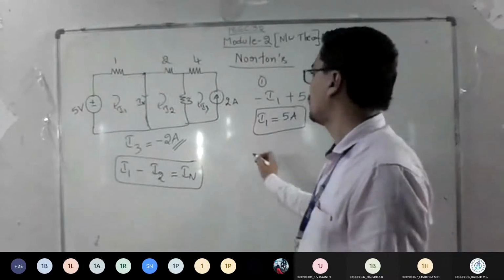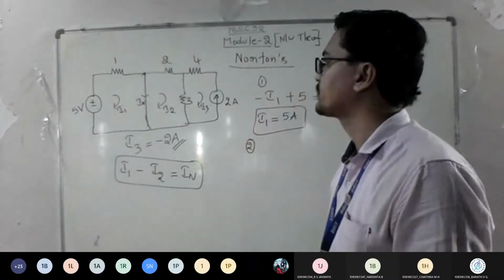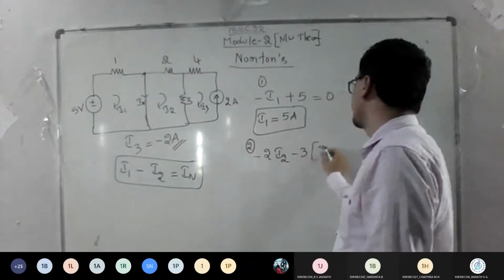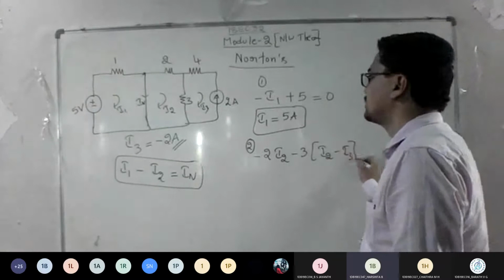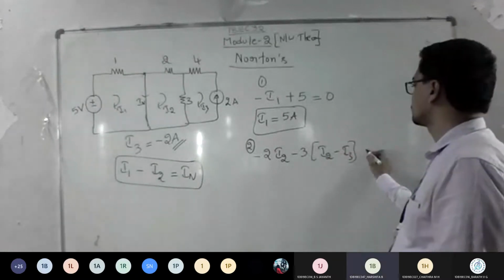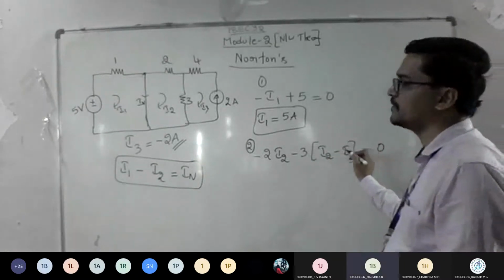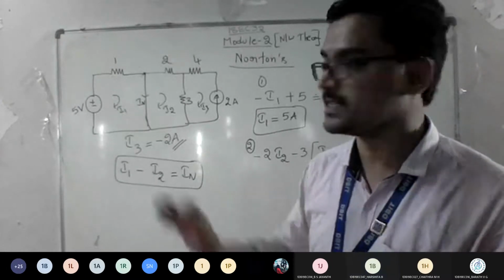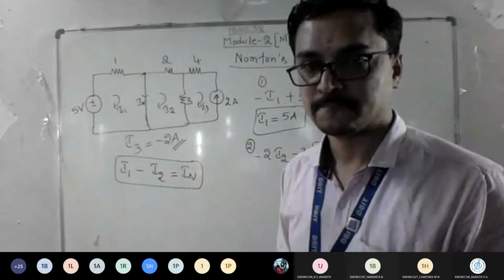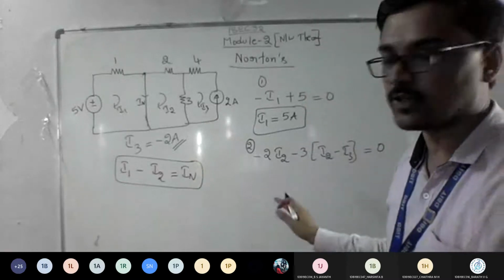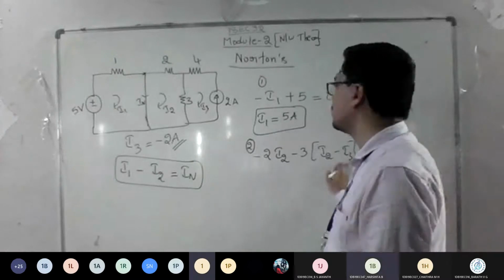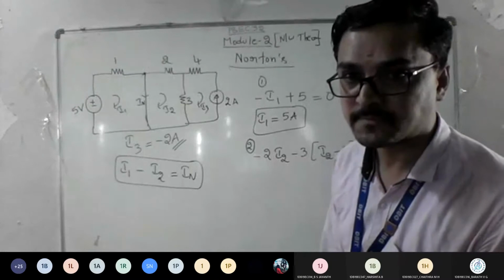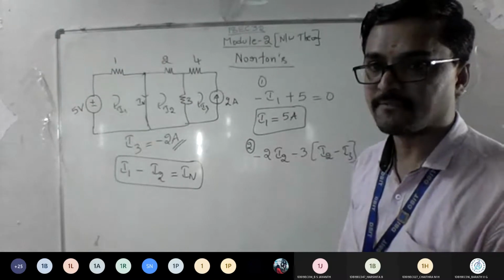Fine. Then what about the second equation? Second mesh: minus 2 I2, minus 3 I2, plus minus 5. That's it, right? See, we are not applying any super mesh equation. That is separate. Okay, and earlier go. So what is the answer? Yes, sir. Any doubts, anyone? Is it fine till here?